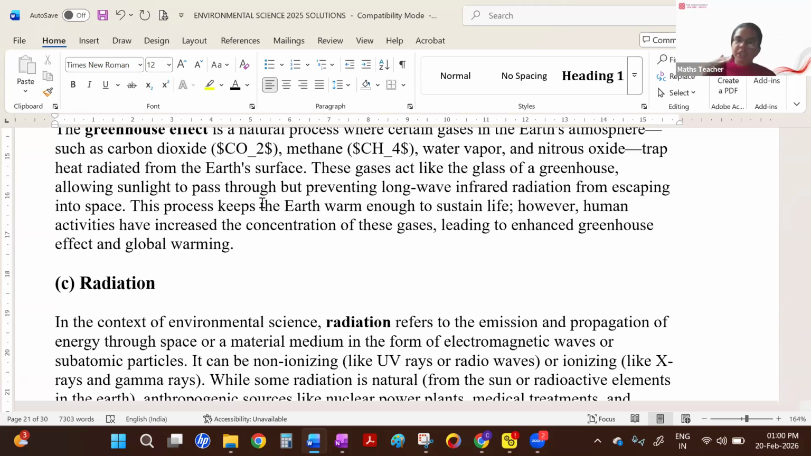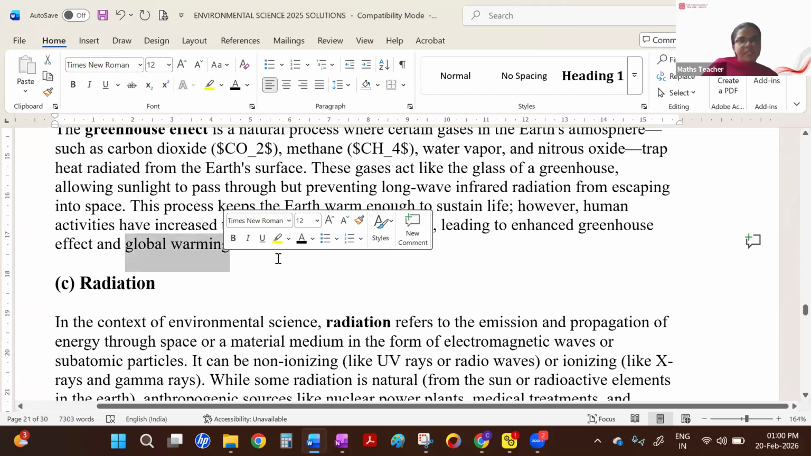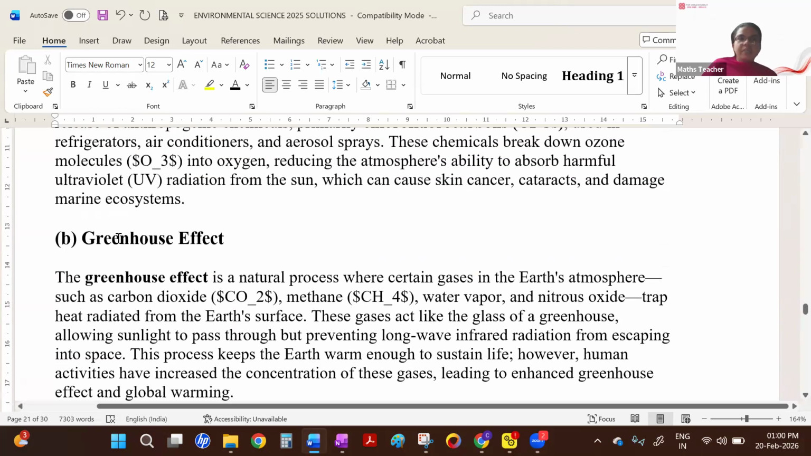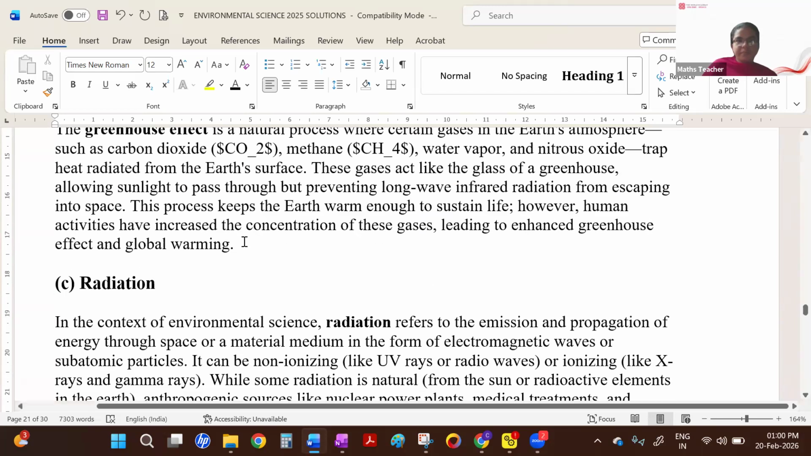But when the concentration of greenhouse gases increases beyond a certain limit, they will trap more and more heat on the Earth's surface. This causes heating of the Earth's surface, and this heating leads to a lot of other things. The greenhouse effect has caused global warming. We can see that the glaciers are melting, right? The ocean levels are rising. All of these are consequences of the greenhouse effect.